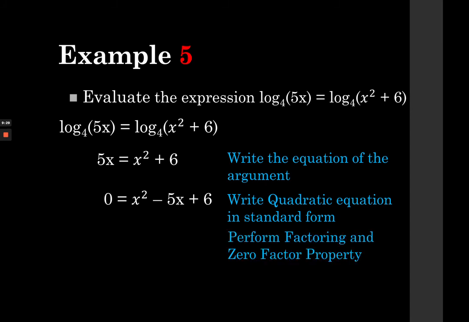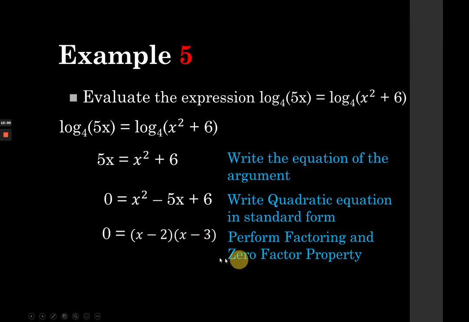perform factoring and then your zero factor property. So what are the factors of 6? 6 has factors of 3 times 2. But when you add, you have negative 5. To come up with negative 5, we can make 3 and 2 negative. Negative 3 times negative 2 is positive 6. Negative 3 plus negative 2 is negative 5. So that should be your correct factor.